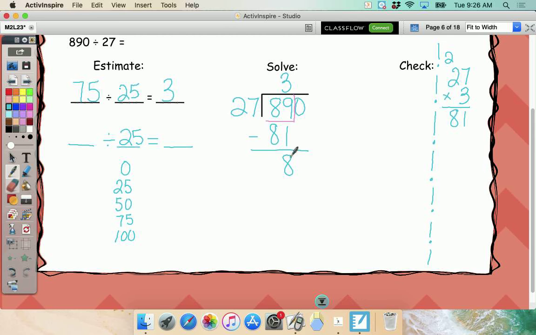Is 8 less than 27? Okay, so bring down your 0. Now this is why I really like the guess and check, and I think I say that on every problem. But I already know that 27 times 3 is too big. So I'm going to try a 2. And do I need to do anything else? No, there's no point. So right here, try the 2.